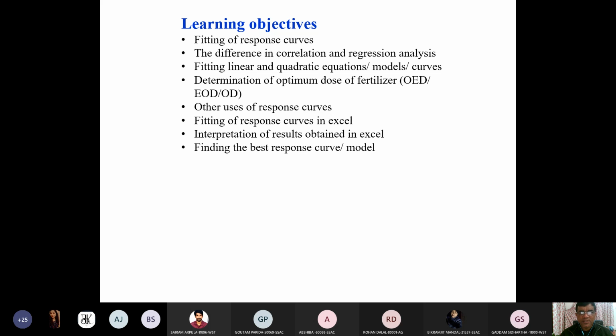Interpretation of results obtained in Excel. Excel is your MS Excel here, Microsoft Excel. Finding the best response curve or model. So for the last 3 objectives, I can teach you in an extra class. It is not possible to teach in regular class because this is not part of your syllabus. In your syllabus, you have just the theory part. That is 3 plus 0, I think, your credit hours are. So this week or next week, if you give me time, I can teach you these practical exercises.